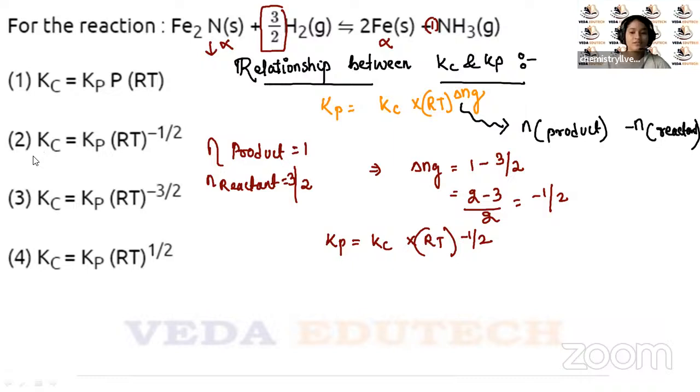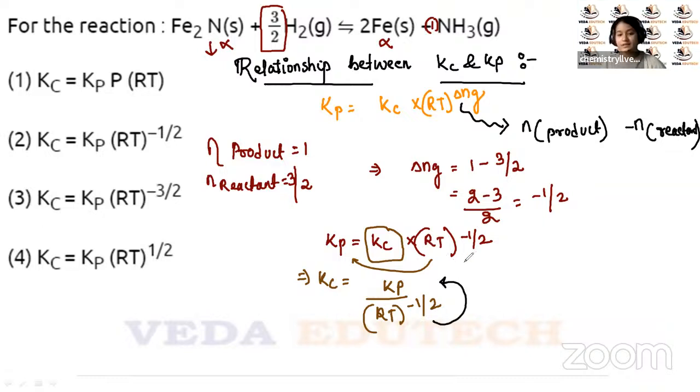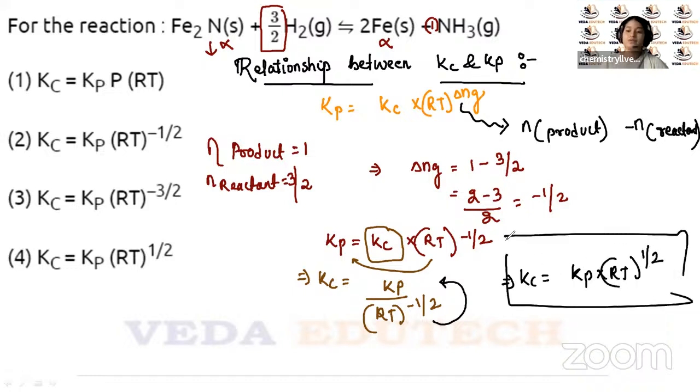But what are we asked? We are asked about Kc. So if I take Kc, I have to take this to this side. So Kc will be equal to Kp by RT to the power minus 1/2. But if I take this above, the powers will become reversed, right? So Kc will be equal to Kp into RT to the power 1/2. Okay, so this is going to be your answer.